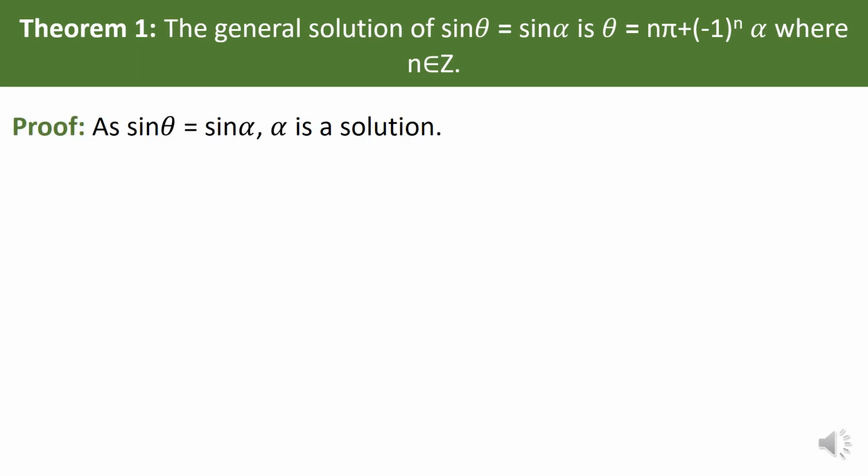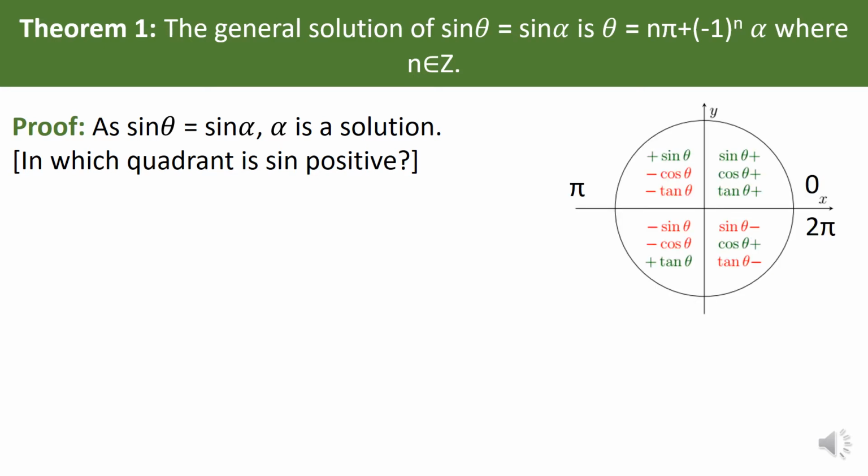Say they have given us sine theta is equal to sine alpha. So surely we can say that alpha is a solution of the particular equation. Now just ask this question in your mind: in which quadrant is sine positive? Now I'll help you with the standard unit circle. As you can see in the figure, sine is positive in the first and the second quadrant. First quadrant, of course, all are positive, as well as in the second quadrant we have sine theta as positive.